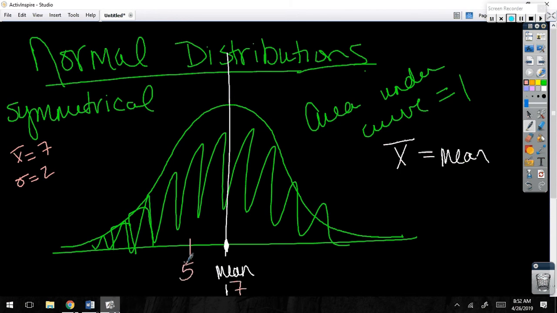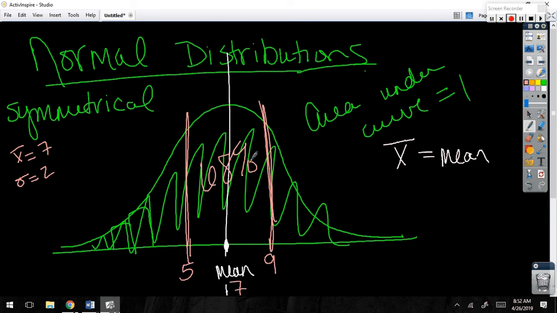9. Standard deviation is 2. So if I went up to 9 and down, that's telling me that between these two values, 68% of all my data is lying between those two values, if it's normally distributed. So that's what it means.